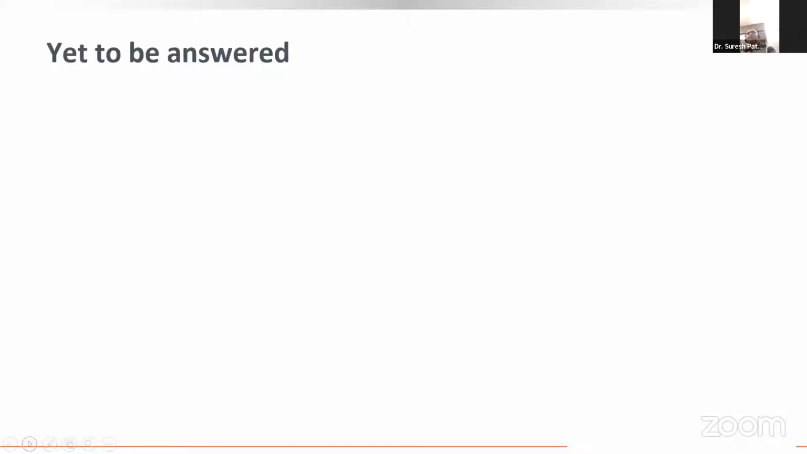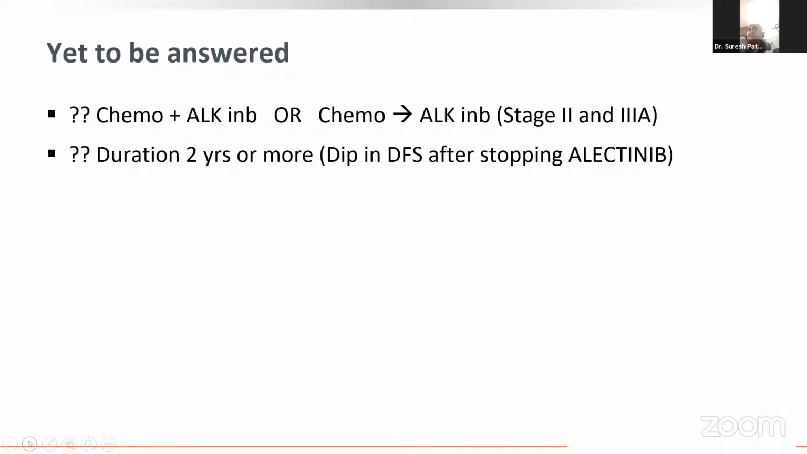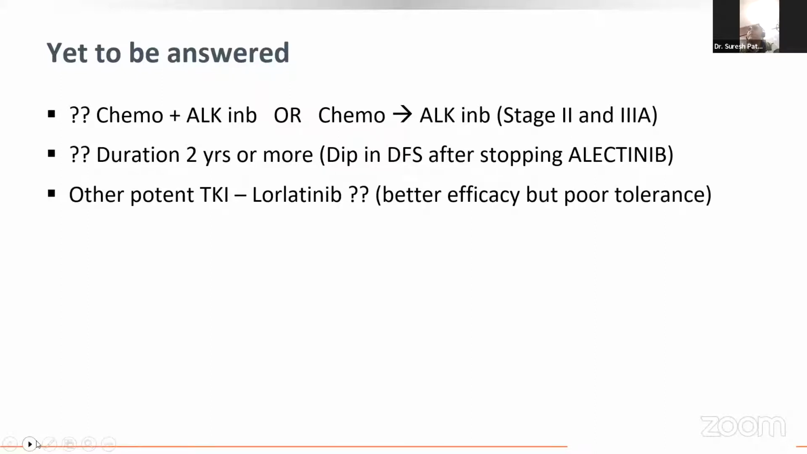So what are the questions yet to be answered? What are the future questions which are yet to be answered? Next slide, please. Whether we can go for chemotherapy along with an ALK inhibitor or chemotherapy followed by an ALK inhibitor in stage 2 to stage 3A disease. What should be the duration of it? Should it be 2 years or more? As we know, a drop in disease-free survival after stopping alectinib was seen in the study. We don't have data regarding other potent TKIs like lorlatinib, which has better efficacy but poor tolerance.